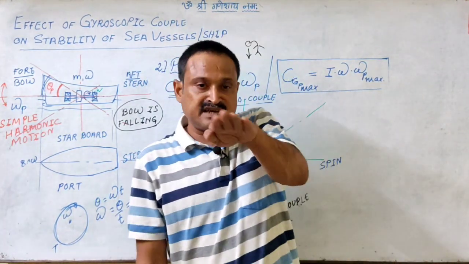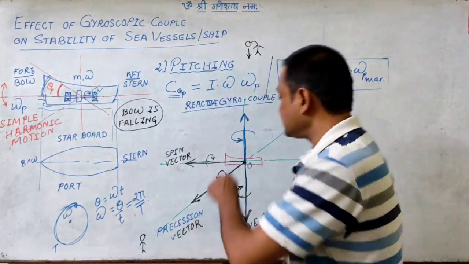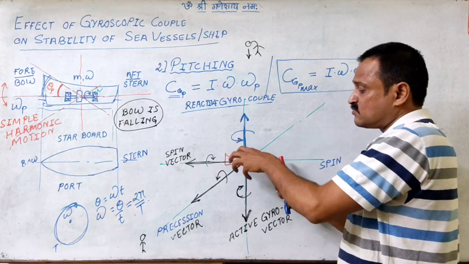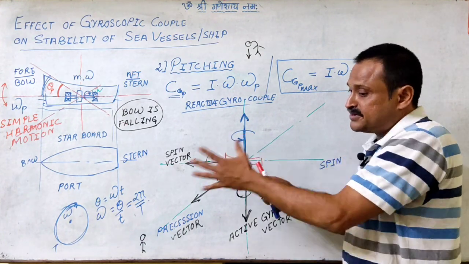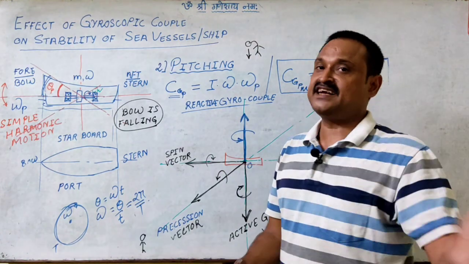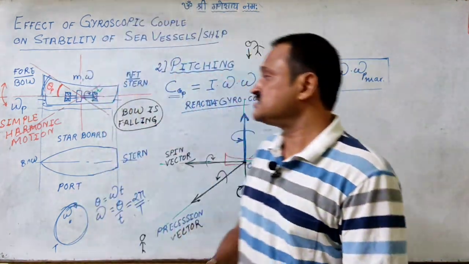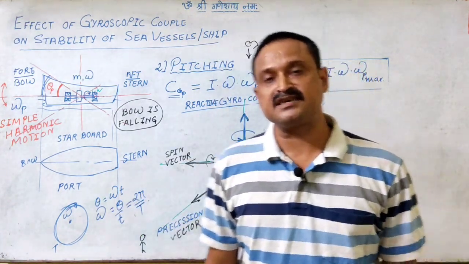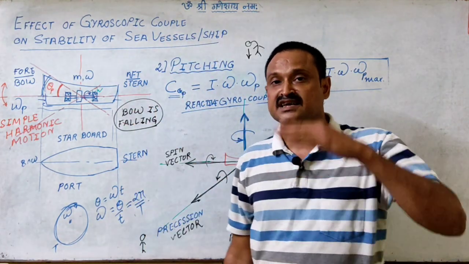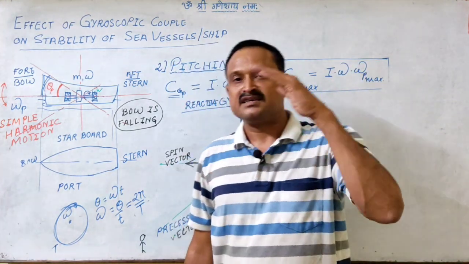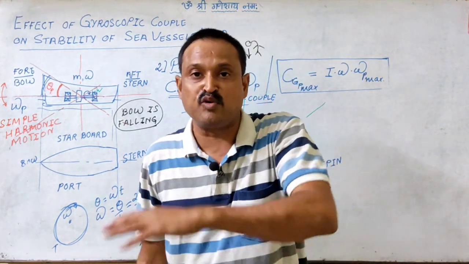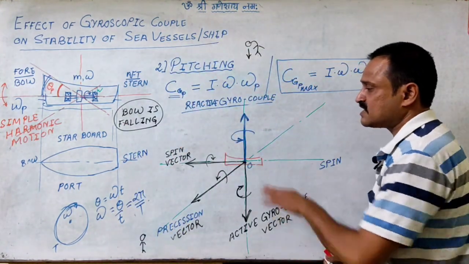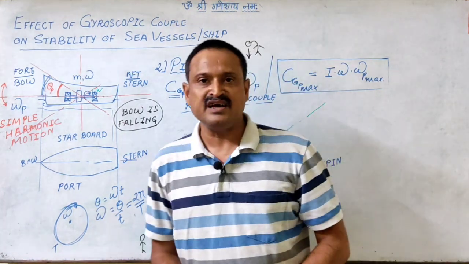So this makes it unstable. If it is counterclockwise, that means it is trying to turn to the left. So what is the left side? It is the port side. So in this given condition, what will be our comment as far as the stability is concerned? When the bow is falling down, the ship is turning to the port side, or it is falling to the port side. So that is how we comment on the stability.